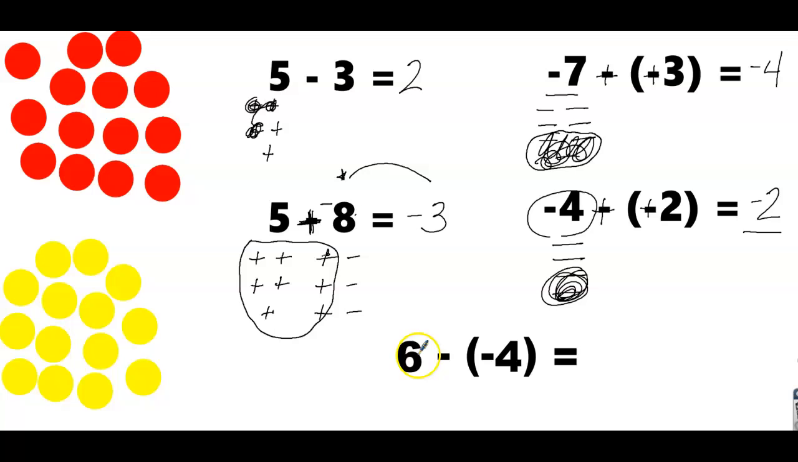Down here, the last example on this slide, we have 6 minus -4. Okay, so we have 6 positives. 1, 2, 3, 4, 5, 6. But we want to take away 4 negatives. But we don't have any negatives. Well, what we do is we add 4 0 pairs. There's 1 0 pair. There's 2 0 pairs, 3 0 pairs, 4 0 pairs. Now we can take away 4 negatives. That would be these 2 and these 2. And what are we left with? 10 positives. Well, that's weird. But if we had done keep, change, switch, we would have had 6 plus 4, which is 10.